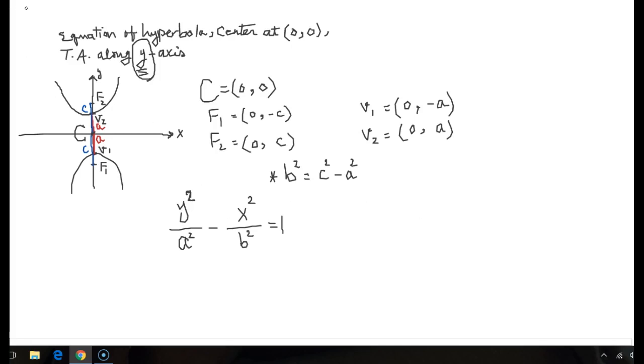Also remember that there are asymptotes. Each asymptote is a line. It passes through the origin. Let me draw them first. So there are the lines. Then we can talk about the equation of these 2 lines, the equation of the asymptotes.